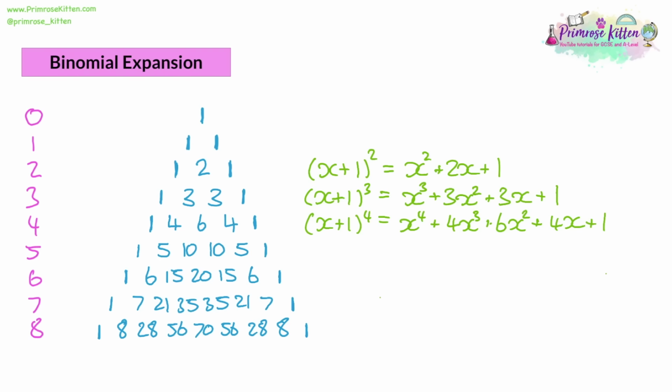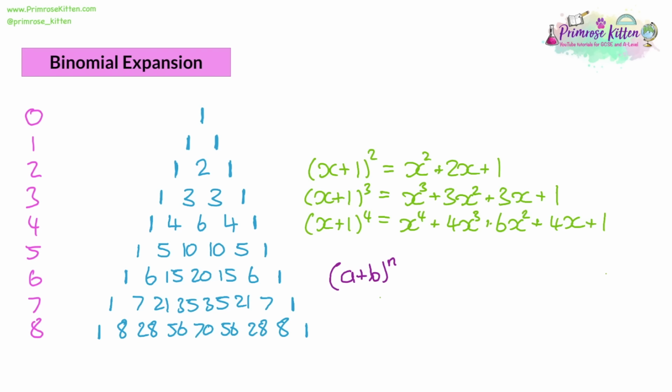Also have a look at the powers. Now, the powers on x are going down each time. So we've got power 4, power 3, power 2, power 1, and then we don't have a power at the end, which means it's going to be a power 0. We can use this pattern to write a formula. So if you've got a plus b to a power, like that's what we've just done.